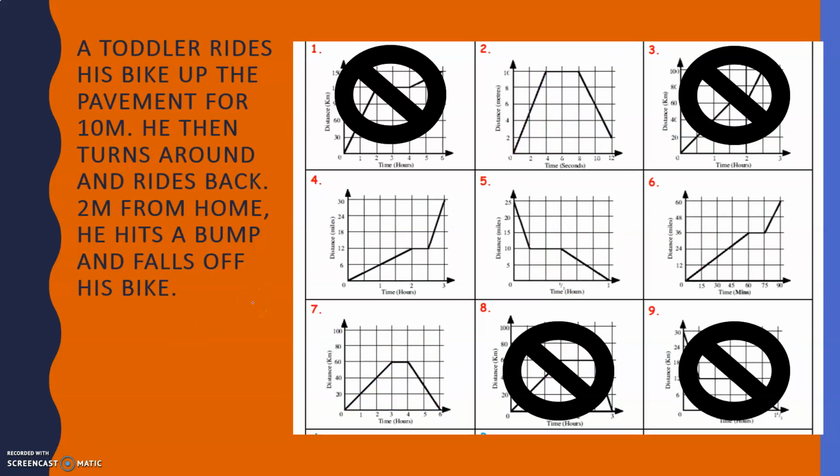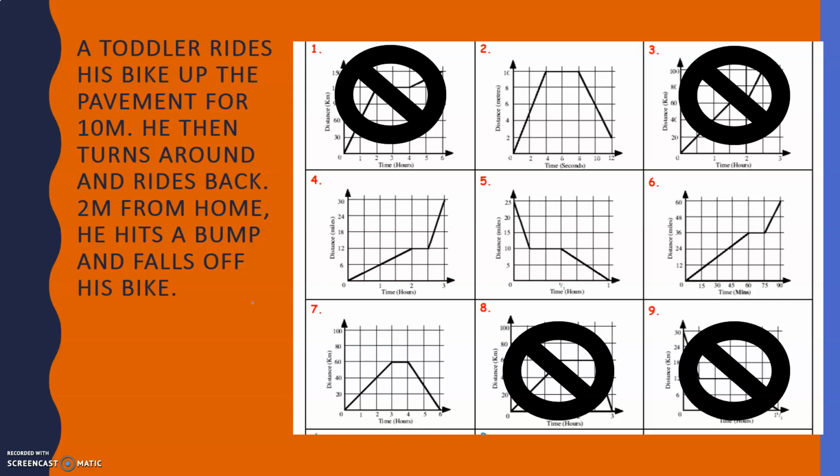All right, a toddler rides his bike up the pavement floor for 10 meters. He then turns around and rides back 2 meters from his home. He hits a bump and falls off his bike. All right, so let's see. We're talking about a toddler moving a short 10 meters. So let's just look for something that moves 10 meters because that should be fairly easy.